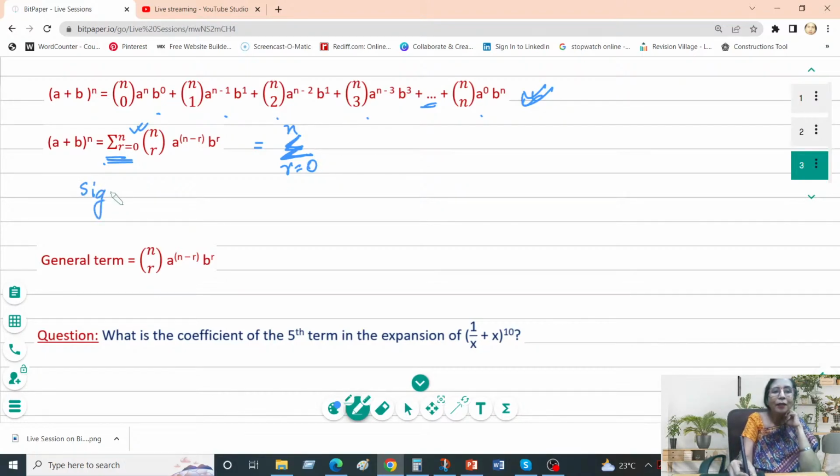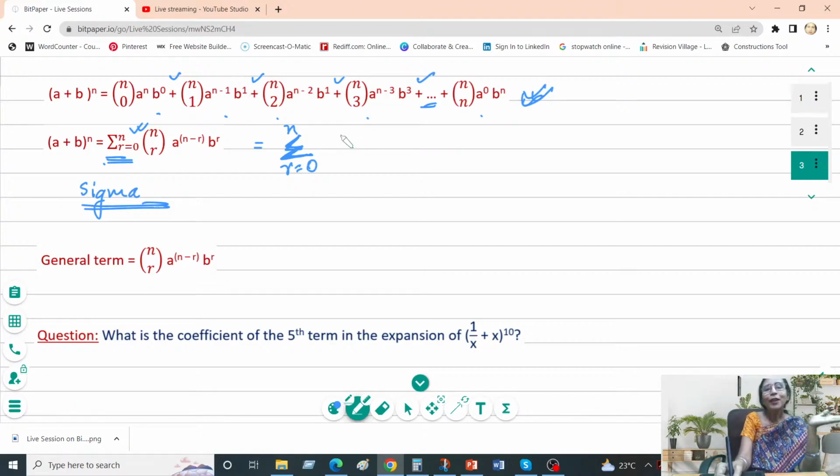Sigma stands for summation because all the terms are getting added. There is the addition sign in between the terms. Whenever you have a number of terms getting added and you want to write it in a concise manner, you may use this sigma notation. We use the sigma notation just to save space, save time, save energy.